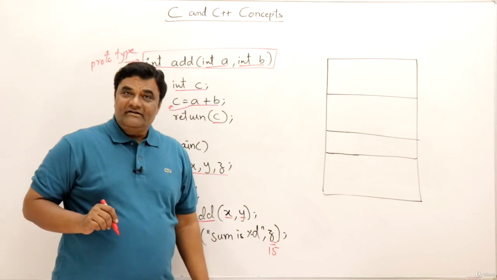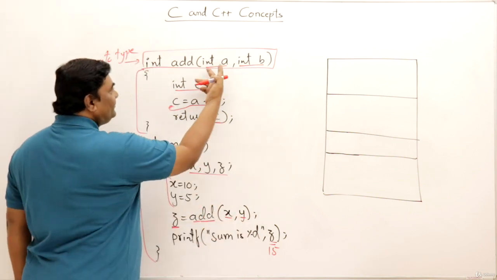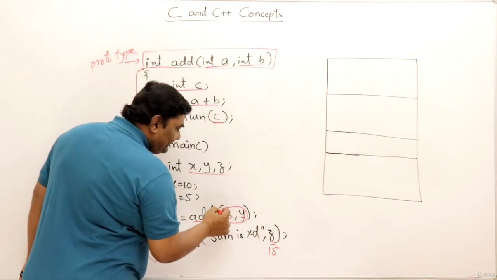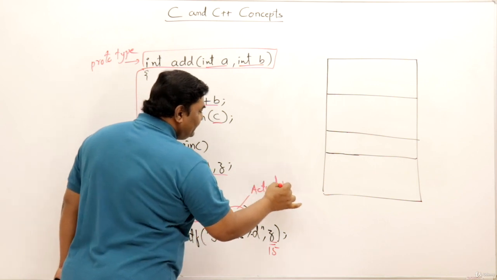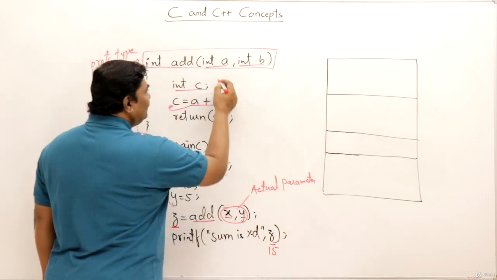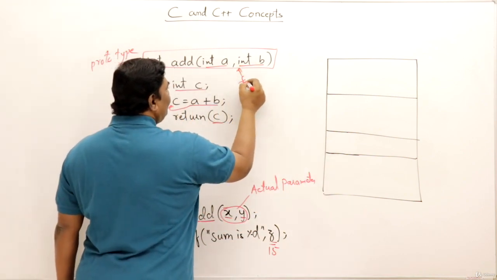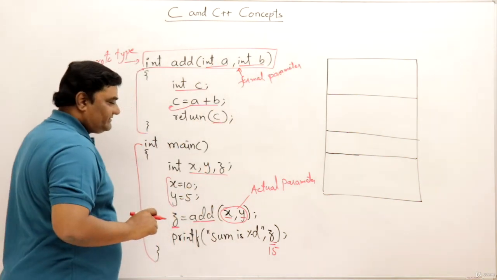Now, what are parameters? See, here we are passing these two values x and y to this function, which is taking two parameters. So these parameters, the ones which we are passing, are called actual parameters. These are called actual parameters. And these parameters which are taken by this function are called formal parameters. So these are formal parameters.